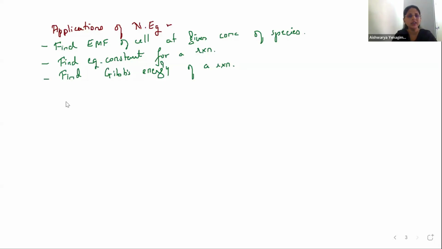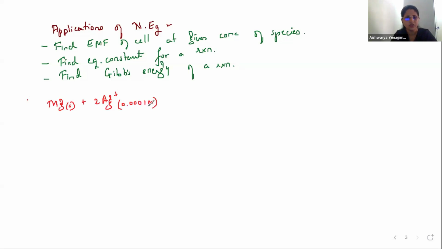Okay. So consider an example now. Let me say, represent a cell in which the following reaction takes place. So you have to represent a cell. I'll write the reaction, you represent the cell, okay? Mg solid plus 2Ag plus, this is given, okay?